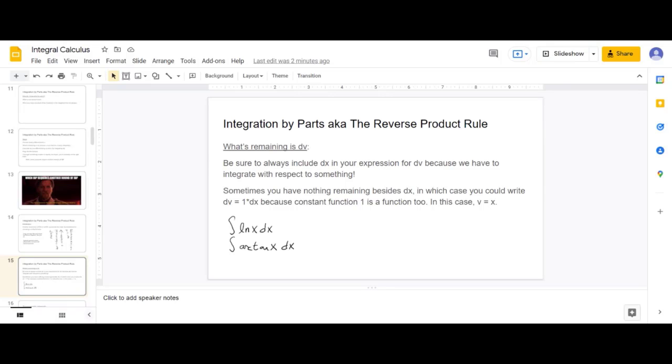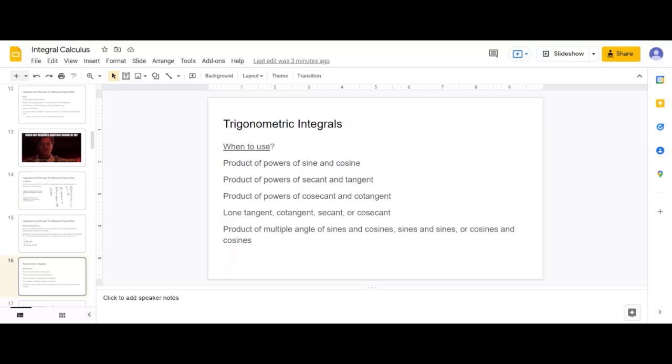It doesn't matter so much right now because this is single variable calculus, but later on, if you take multivariable, it will matter a whole lot. And then sometimes you don't have anything remaining besides dx, in which case you just write 1 times dx and integrate that, so that v equals x. Here are two examples of times where you would use dv equals 1 times dx. And these problems are actually also in our problem list that you guys will get and get to work on.